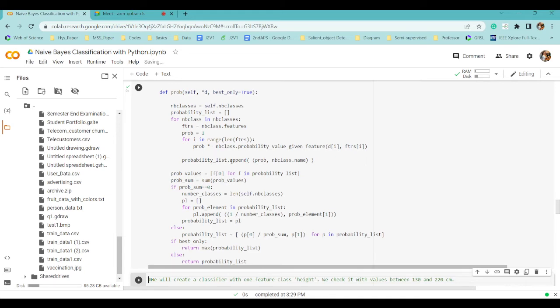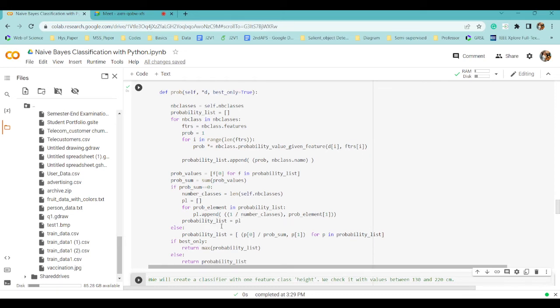This probability list dot append means whatever probability has been taken, you have to append it into a list. Okay, we are calculating the sum of the probability values. If the probability sum is 0, the number of classes we are calling NB class. We want to know the length of it, and we are appending the number of classes.